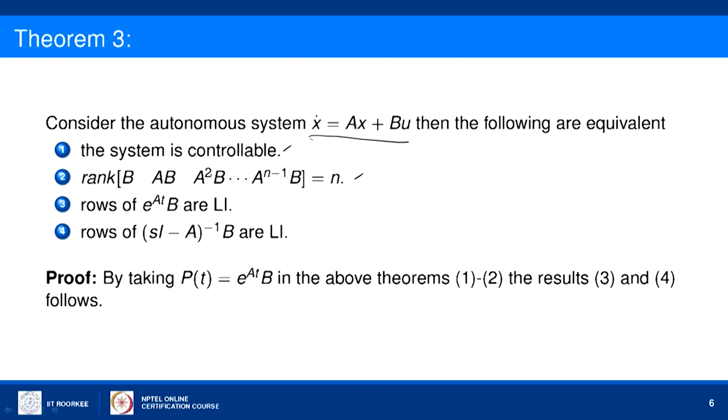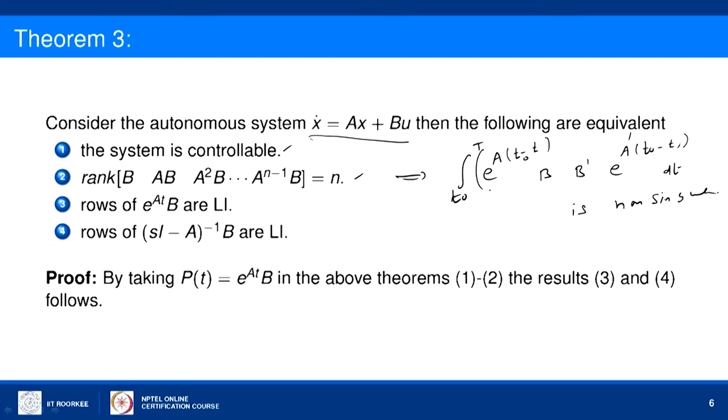Then, for the constant matrix case, if A and B are constant matrices, we have also proved that the matrix, the integral from t0 to T of phi(t, t0) B B' phi'(t, t0), that is e^(A(t0 - t)) B B' e^(A'(t0 - t)) dt, is non-singular. We have shown that this controllability Gramian is non-singular. So now we can easily prove that the second implies the third, because 2 implies this matrix is non-singular.